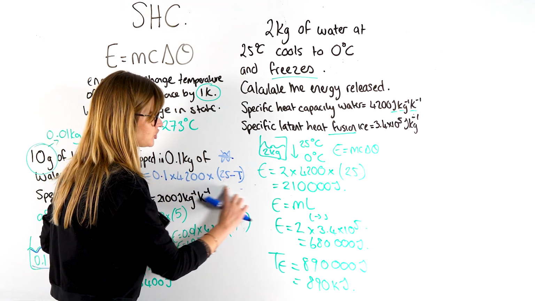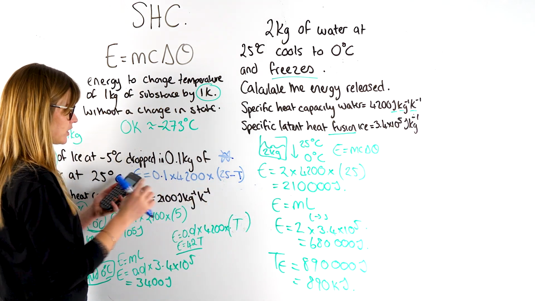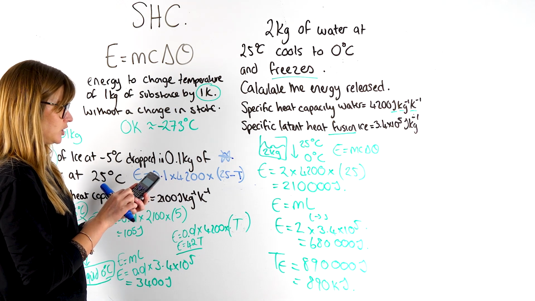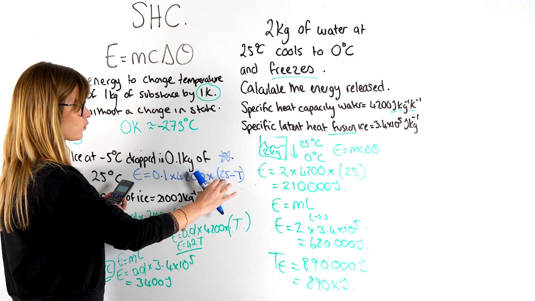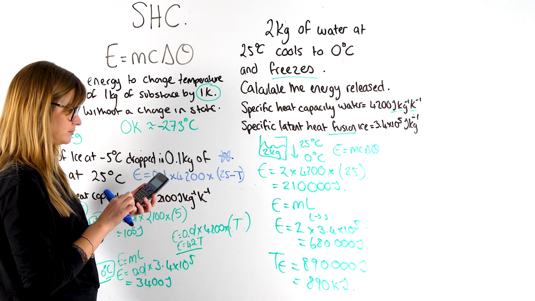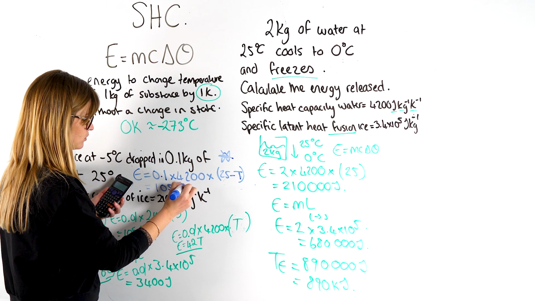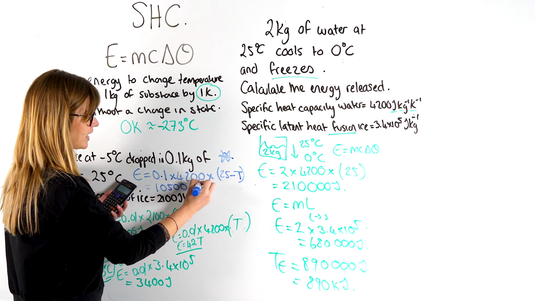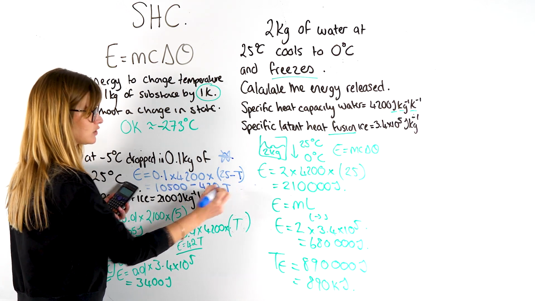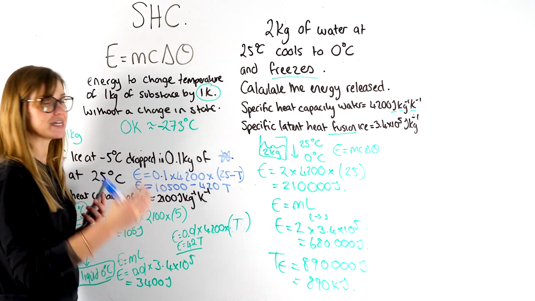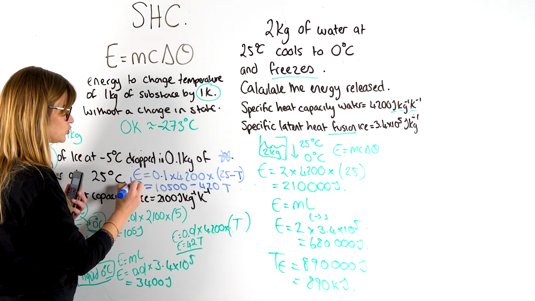So what I can do now is I can factorize this out. So I'm going to do 0.1 times 4,200, which is 420. So I got 420 times 25. So I've got 10500, and then we're going to take away 420T, just factorize out our brackets. So that's the energy of our water, and our water is dropping in temperature, so that's an energy drop.